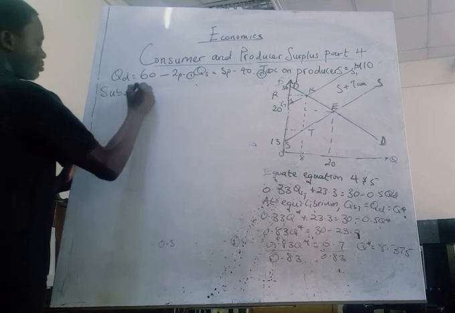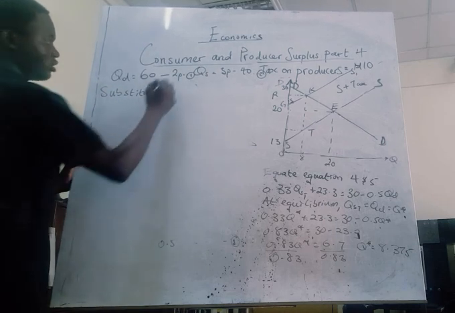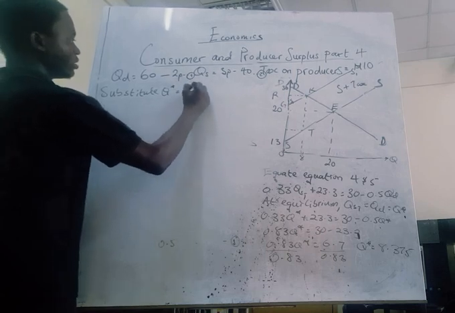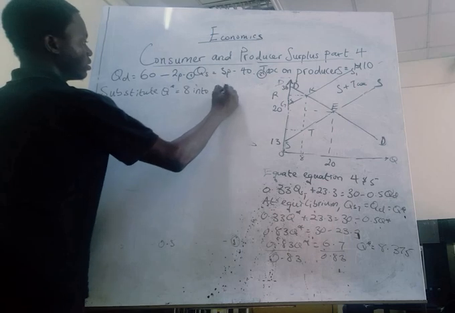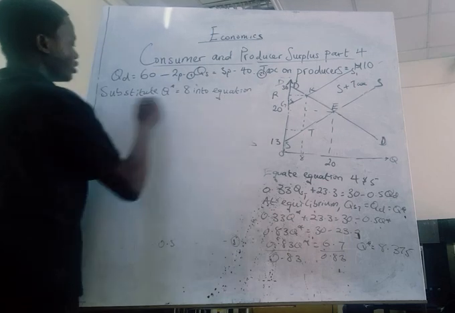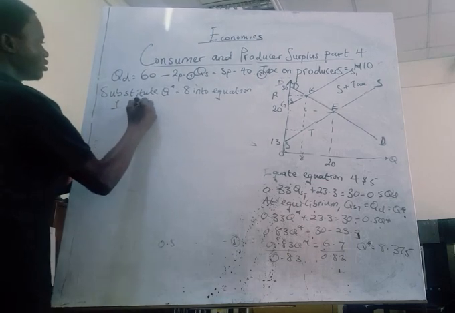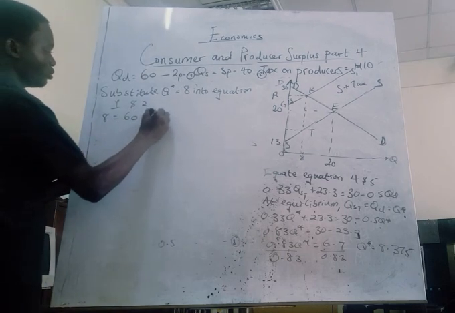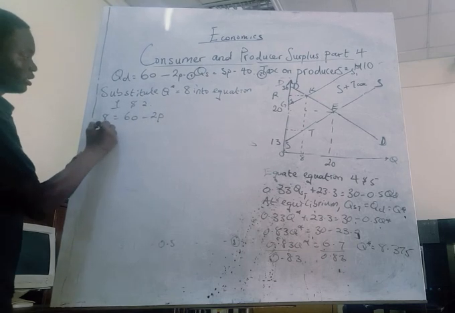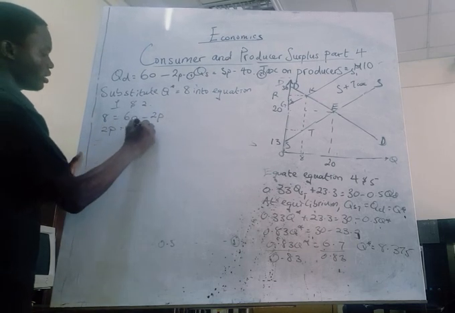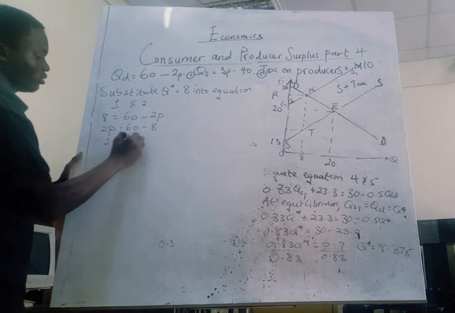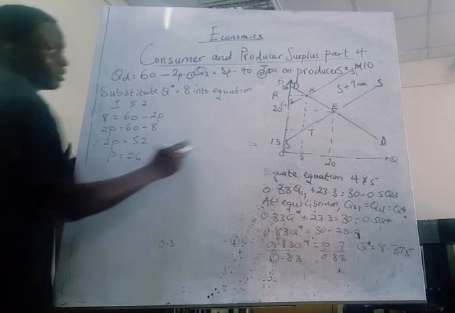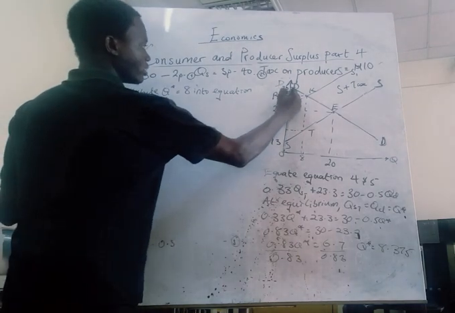Substitute Q star equals 8 into equations 1 and 2. Here we have 8 equals 60 minus 2p, so 2p equals 60 minus 8, so 2p equals 52. Then p equals 26. That means the price the consumers are now paying is 26.